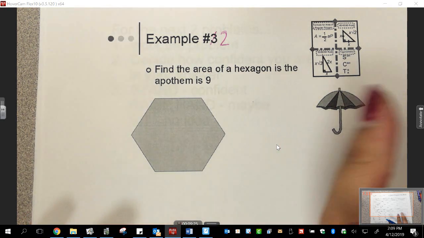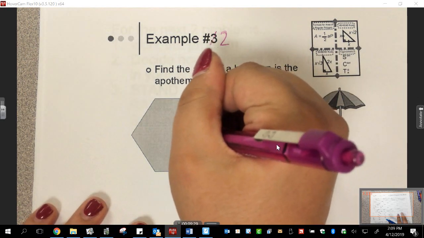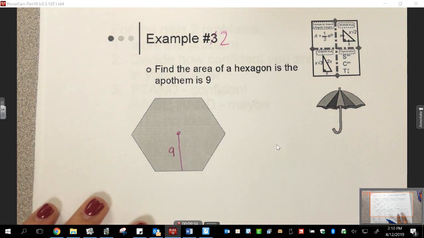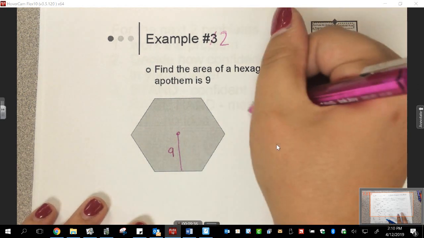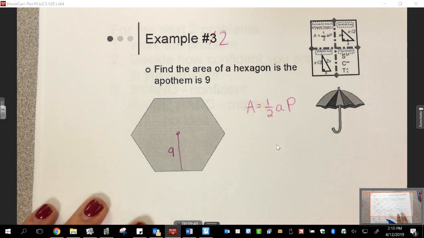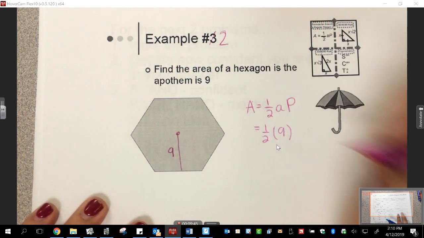Okay, so I'm going to teach. Find the area of a hexagon if the apothem is 9. So again, an apothem is from the center to the midpoint. It's 9. My formula is area equals 1/2 apothem times perimeter. So 1/2 of 9, what's my perimeter?